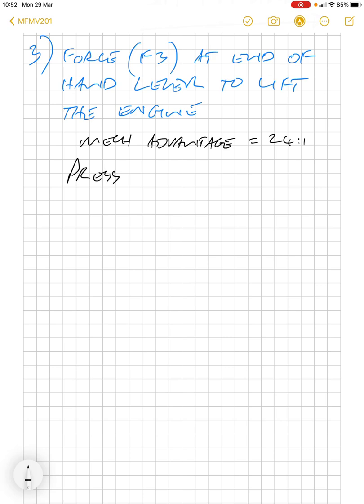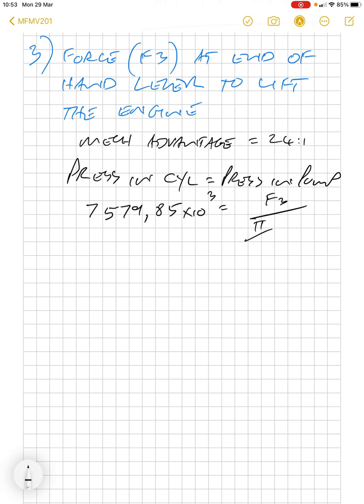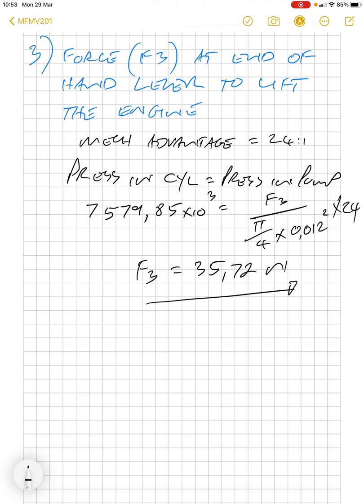So pressure in the cylinder is equal to pressure in the pump, because we have a hydraulic system and the pressure in a closed system is the same. So we know what that pressure is, 7579.85 times 10 to the 3. So the pressure in the pump is F3, also the area, over pi over 4 times 0.012 squared times 24. That's the mechanical advantage. We can therefore work out F3 to be 35.72 newtons. Alright, so that is the end of this question.